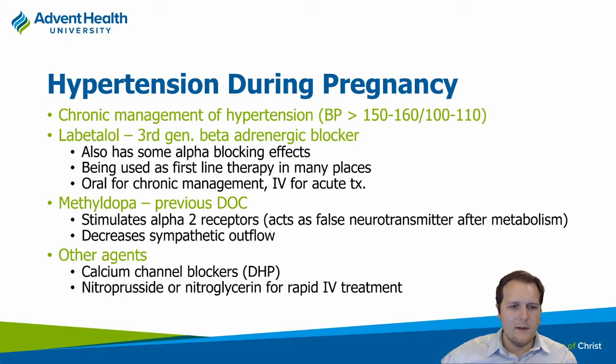And then also you can see calcium channel blockers like your DHPs, like amlodipine, used here. We'll see the calcium channel blockers can also be very beneficial if patients are having premature contractions. So you can pull a little bit of double duty there, as we'll see in just a moment. And then rapid IV treatment can be achieved with things like nitroglycerin and then nitroprusside potentially.